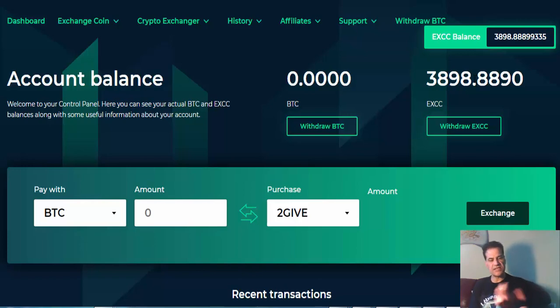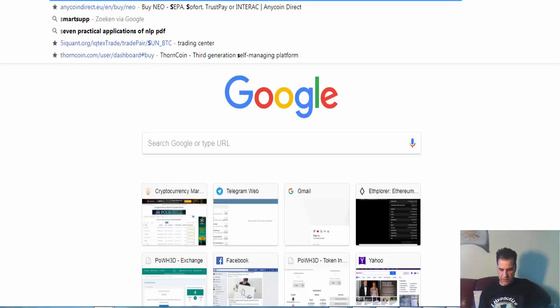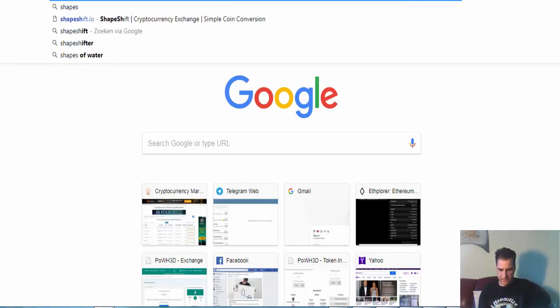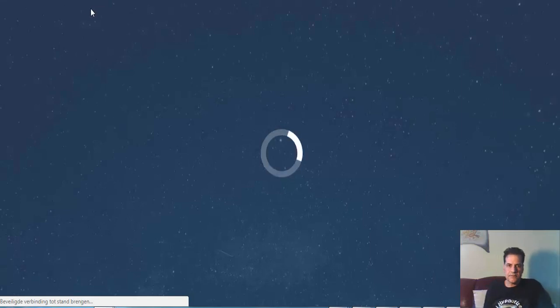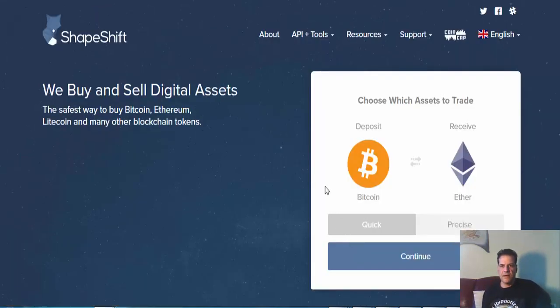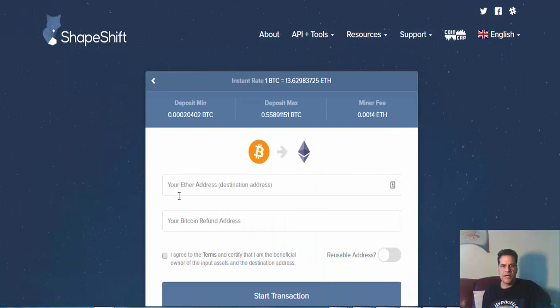Because it is just like Shapeshift, and I'm going to compare with that one as well, because it's a good idea to do that. On Shapeshift.io, I'm going to change from BTC to Ethereum to see how much.